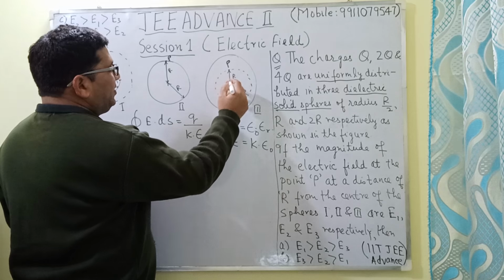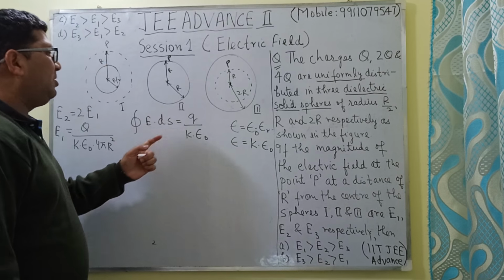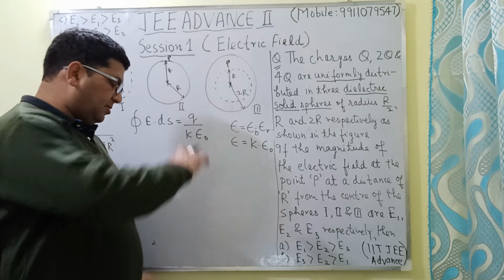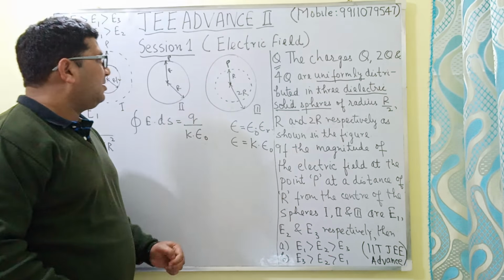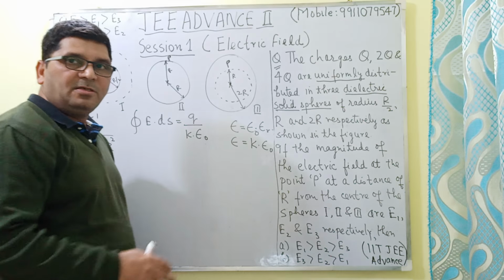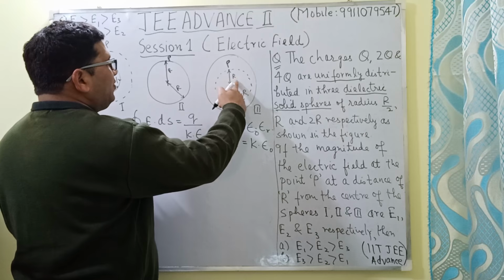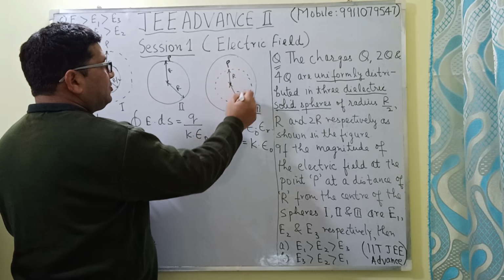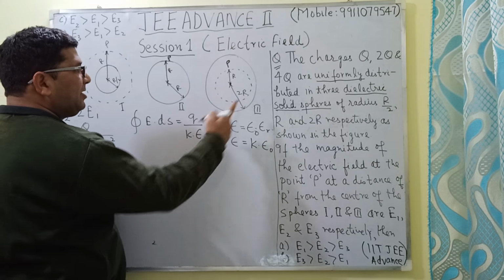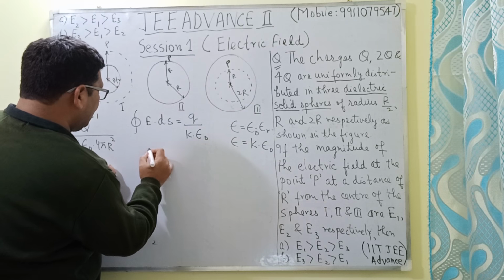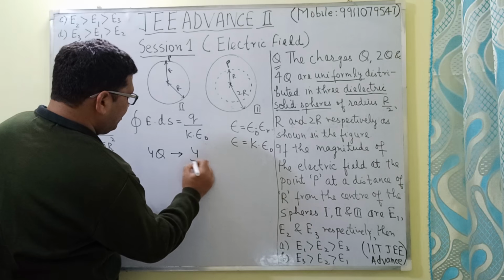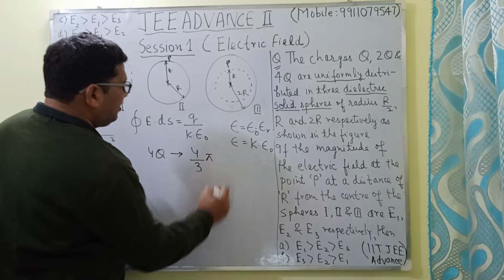So here we have to find, as per the Gauss law, the total electric flux which is passing through a closed surface is directly proportional to the total amount of charge which is enclosed within that Gaussian surface. So here we have to find the total charge which is enclosed within this Gaussian surface. So how will we be able to calculate it now? See, this 4q charge is distributed in a volume of 4 by 3 pi.